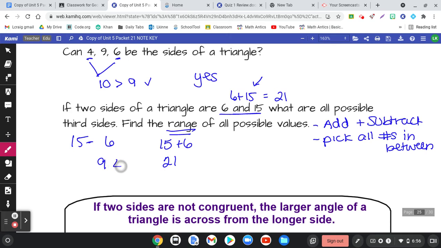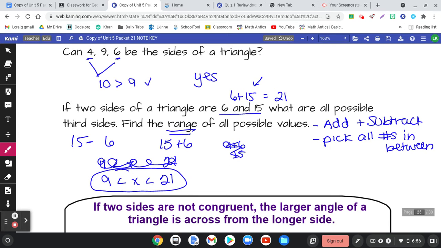So your x values can be anything between those. All right, for example, it can't be 9 because 9 and 6 would be 15, and those don't add up to be greater than 15. So it's not equal to, it's just greater than. So it could be 10, 11, 12, all the way up to 20. But it cannot equal it.